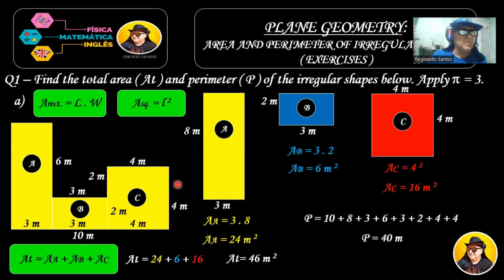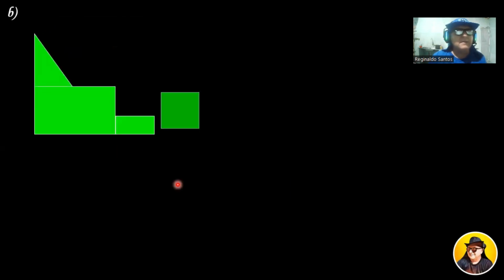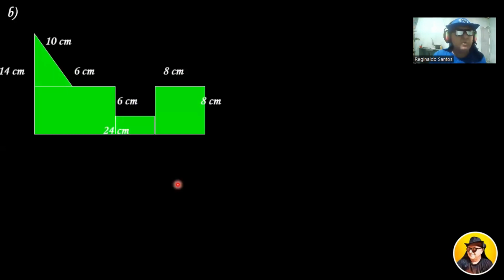Let's go to question number 2. Sorry, I said 3, it is question number 2. So this is the irregular shape. As I told you before, we are going to split the figure, the irregular shape, into 4 different shapes, like this. The measurements are coming.